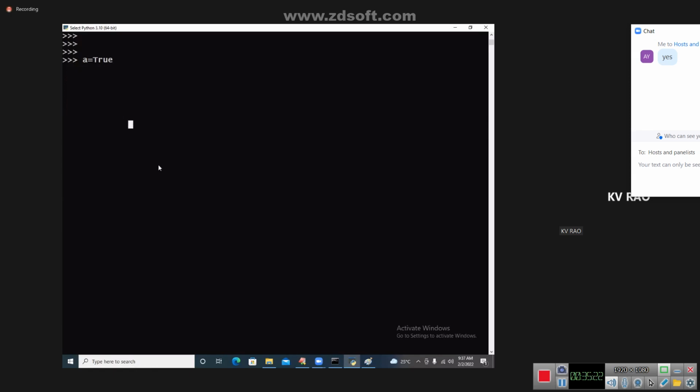By mistake, if you write a small t like this, the right side one is treated as a variable name. Any variable name you take in Python must contain a value. Suppose I am writing x. What is x? Name error: name x is not defined.